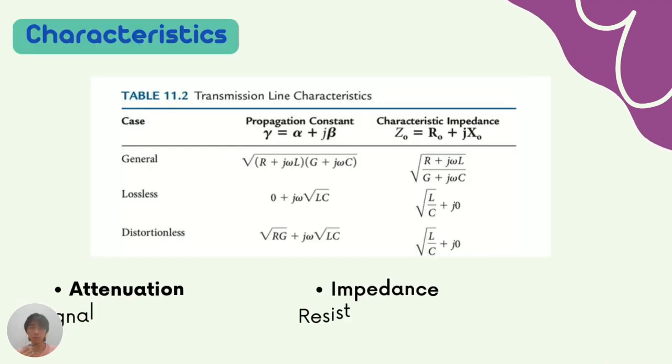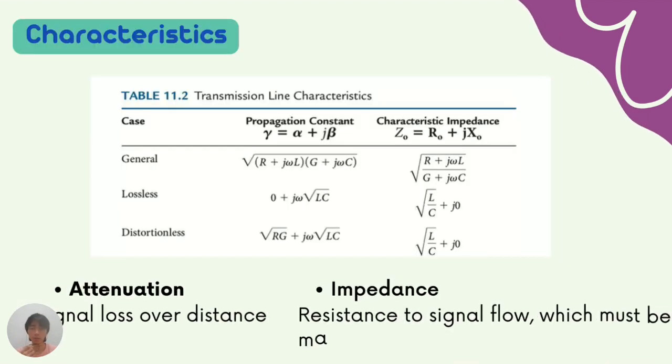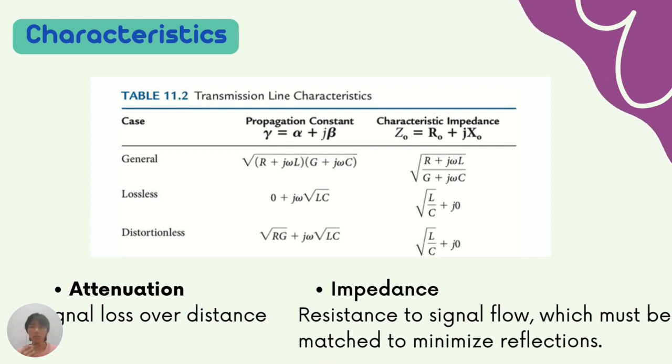So next, about the characteristics of transmission lines, we have attenuation and impedance. Attenuation is a loss of signal strength as the wave travels through the transmission line. And impedance is actually resistance to signal flow, which must be matched to minimize reflection.